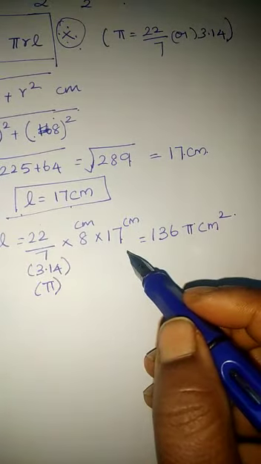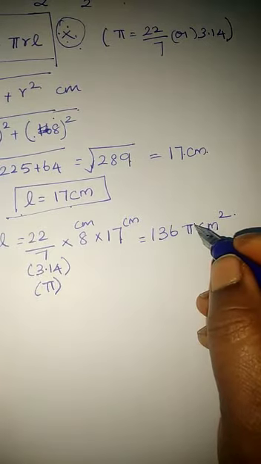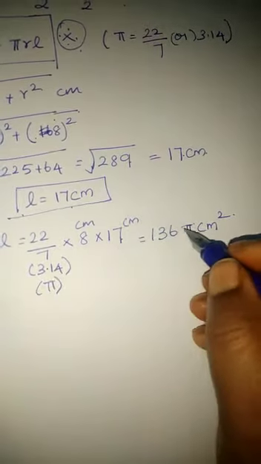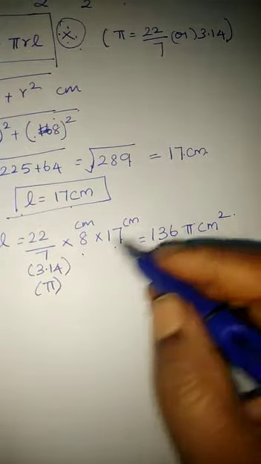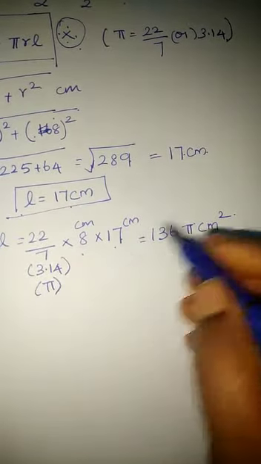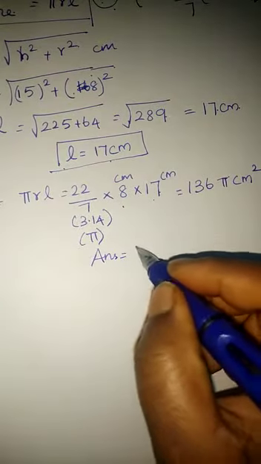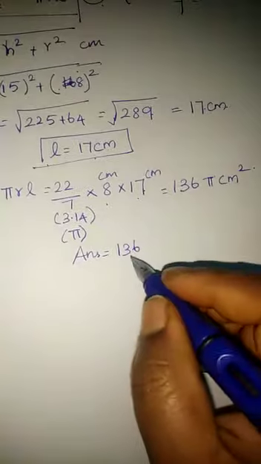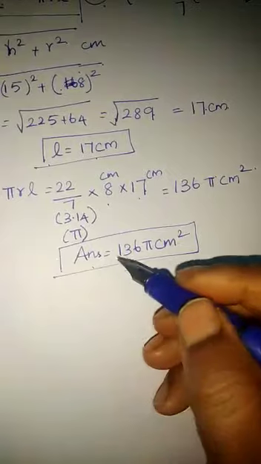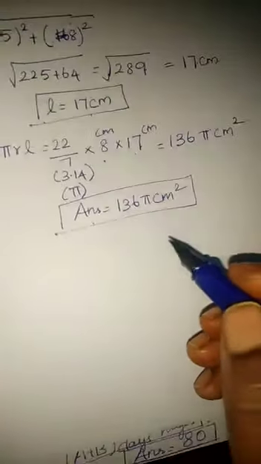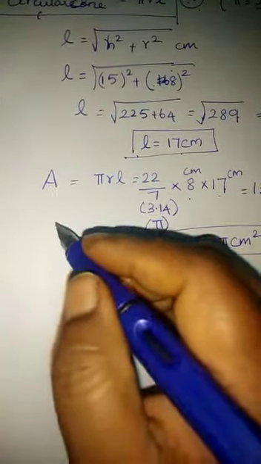In the answer they have given 4 options. From those options only we have to choose the correct answer. Here they are giving 136 pi. 17 into 8 is 136 and they keep this pi as same. Hence the answer is 136 pi centimeter square. Now we are moving to the next sum. If you have any doubt, please ask me.